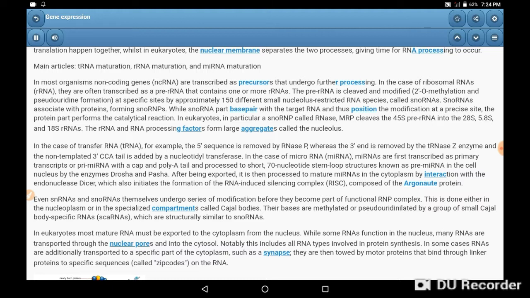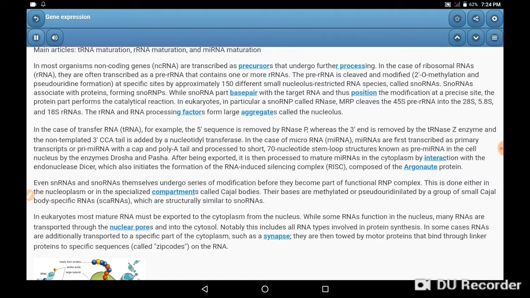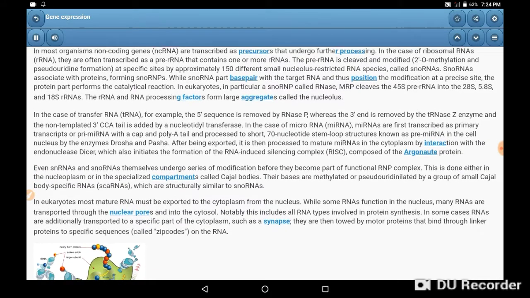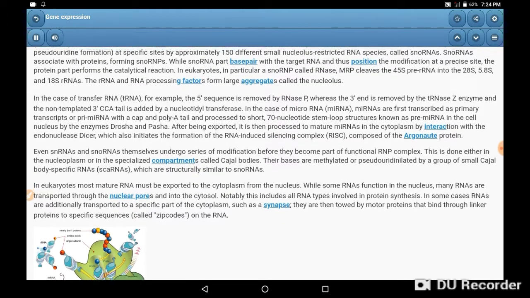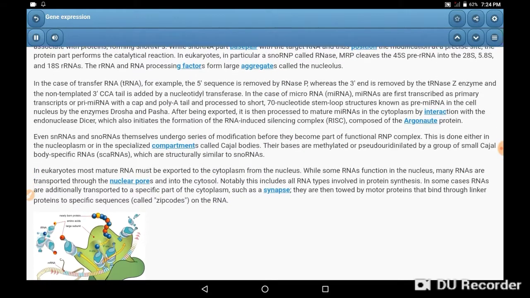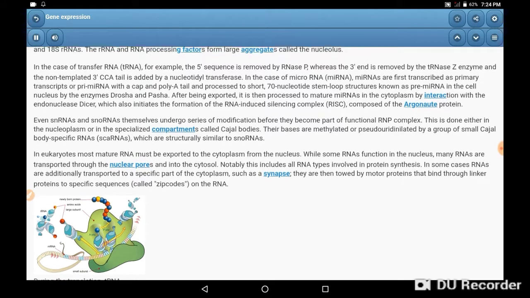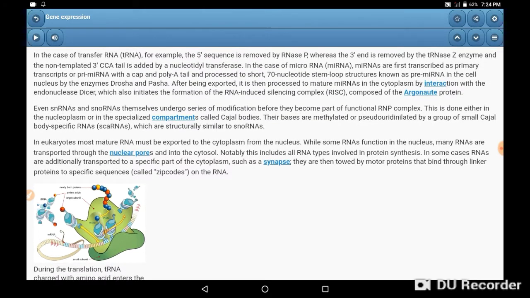The rRNA and RNA processing factors form large aggregates called the nucleolus. In the case of transfer RNA, tRNA, for example, the 5' sequence is removed by RNase P, whereas the 3' end is removed by the tRNase Z enzyme and the non-templated 3' CCA tail is added by a nucleotidyl transferase.